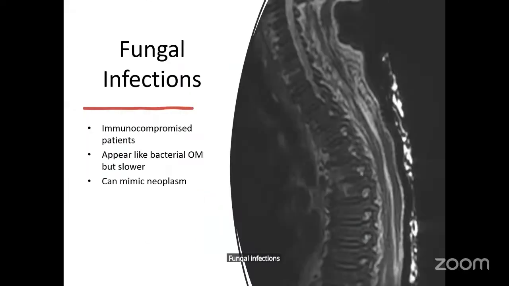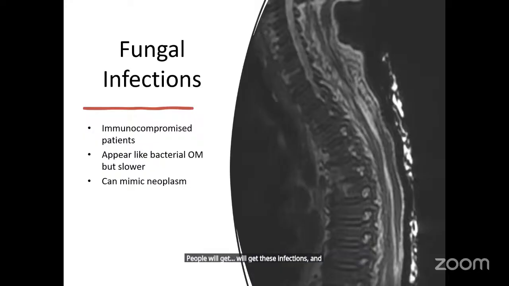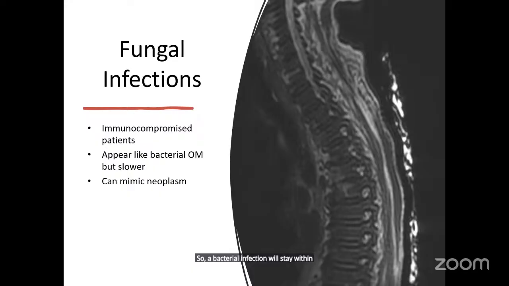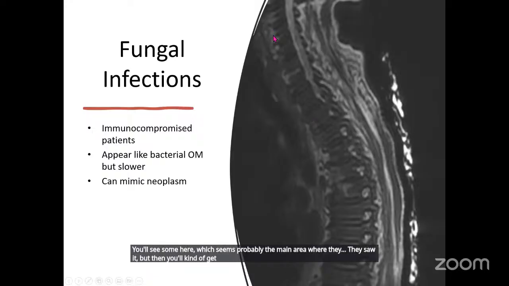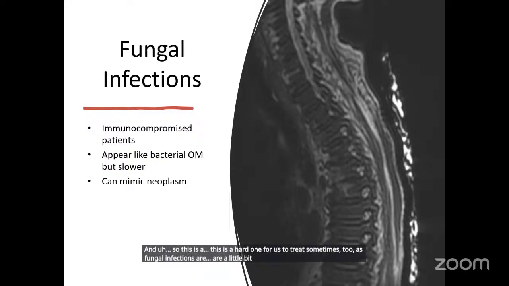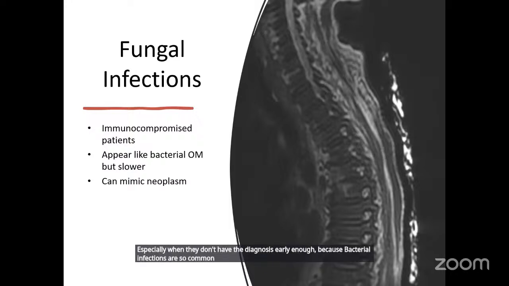Fungal infections also are hard because they're hard to treat, hard to diagnose. A lot of times, people will get these infections, and they'll be treated as a bacterial infection, and of course not get better because they're not a bacteria, they're a fungus. Some things that can clue us in are multiple levels that are separated. So a bacterial infection will stay within adjacent levels of the spine. Sometimes with fungal infections, we'll think it could be neoplasm, because you'll see some here that it'll skip, and you'll see some here, which seems probably the main area where they saw it. But then you'll get signal, and things will skip, and they'll end up at different levels. This is what a fungal infection can do, and this is a hard one for us to treat sometimes too, because fungal infections are a little bit tricky for the ID doctors, especially when they don't have the diagnosis early enough, because bacterial infections are so common that a lot of times it's mistaken for that. It's a little difficult.